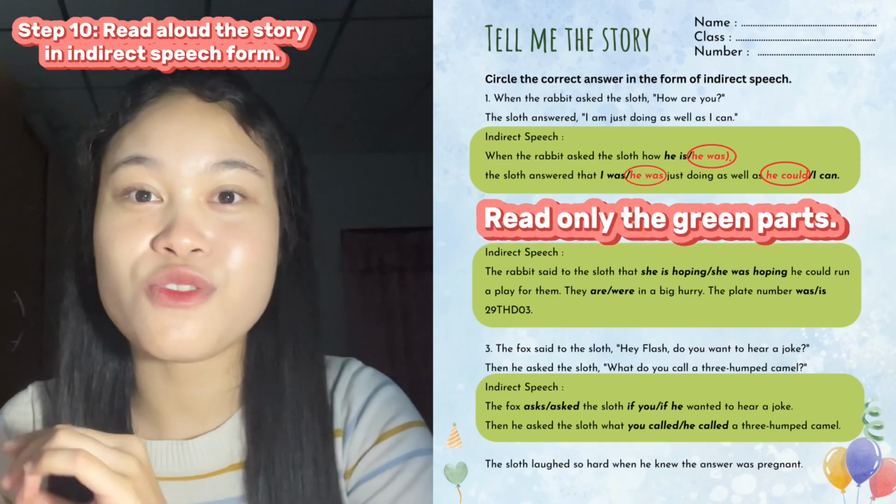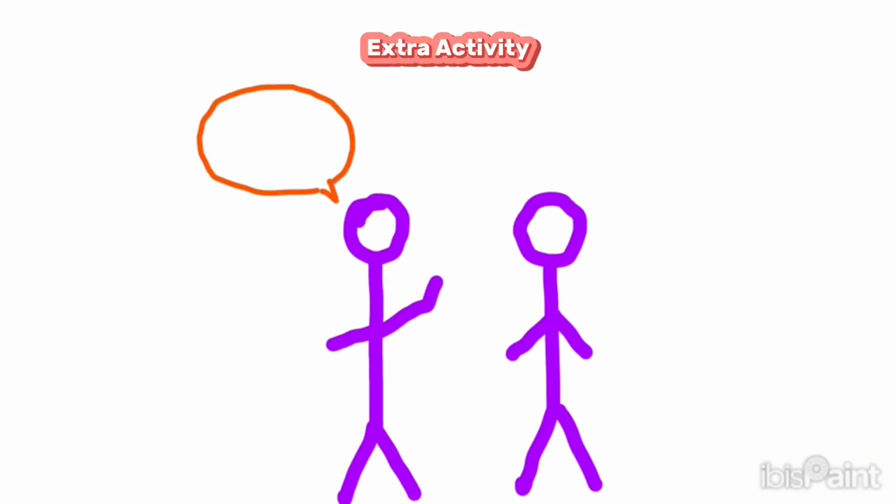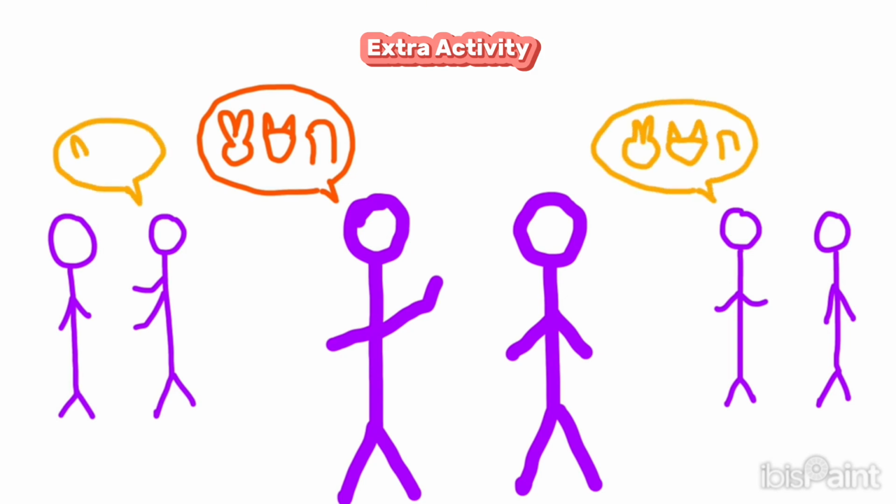So finally, after they finish this activity, the students will understand how to tell the story to other people in indirect speech form. If there's still time left, the teacher can do an extra activity by pairing students and letting them tell the story again to each other. While telling the story to their buddies, they can still read the paper as a practice.